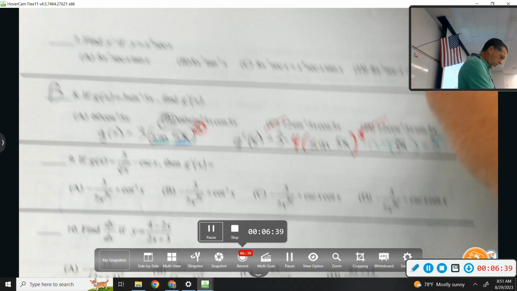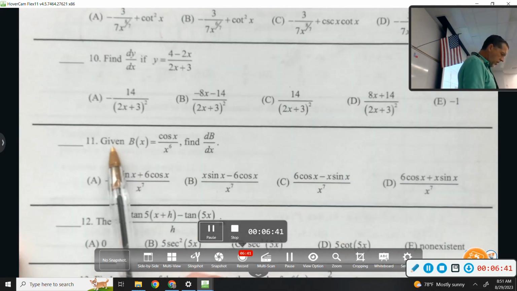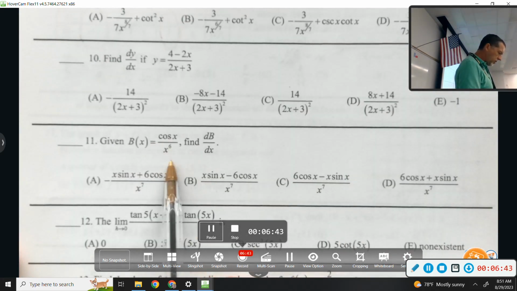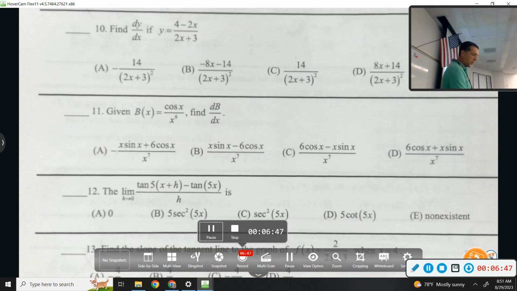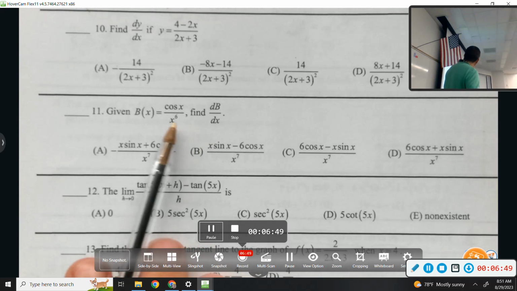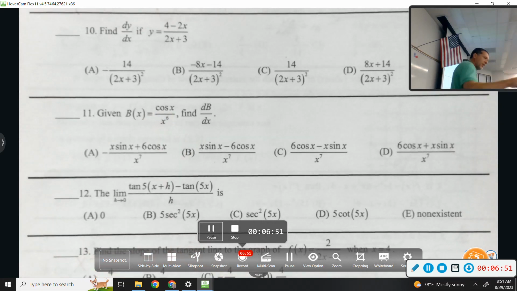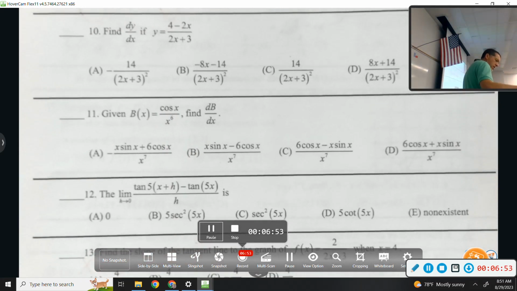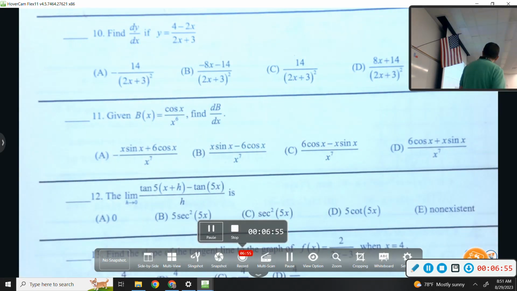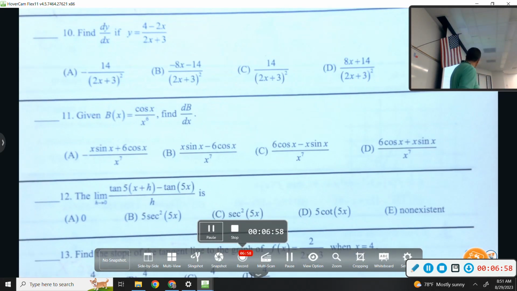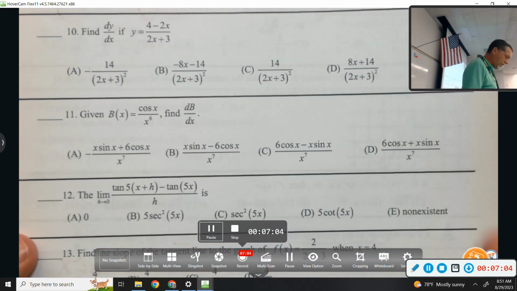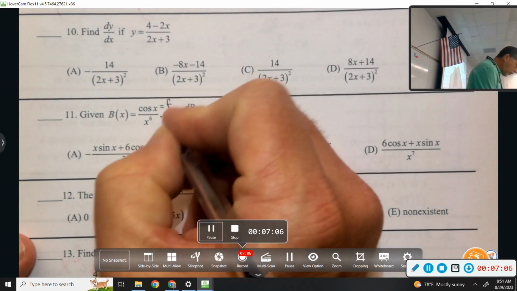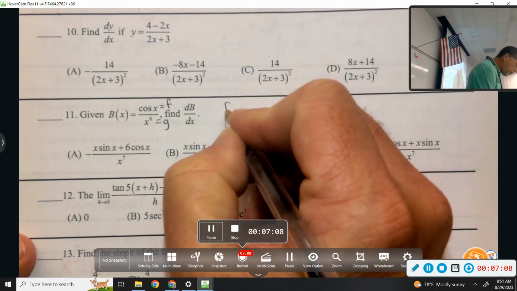Number 11. Given b of x equals this thing, find db dx. Again, it's just another term or another way to ask for a derivative. What's the main rule that's going on for this one? Quotient rule. How'd you know to use the quotient rule? Right, there's dividing going on. So I've got a top and a bottom.